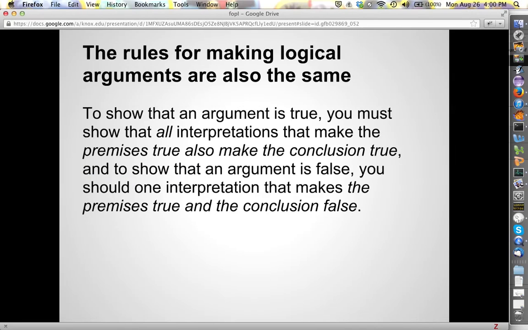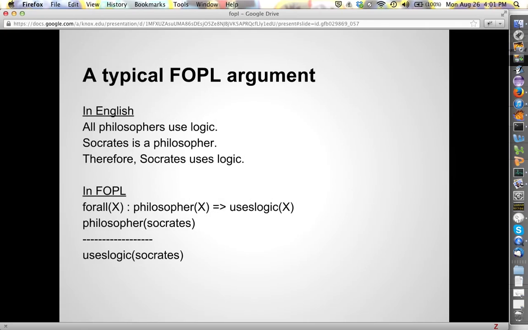These basically work the same. To show an argument is true, you must show that all interpretations that make the premises true also make the conclusion true. And to show an argument is false, you have to find at least one interpretation that makes the premises true and the conclusion false. So that works the same way as in propositional logic.